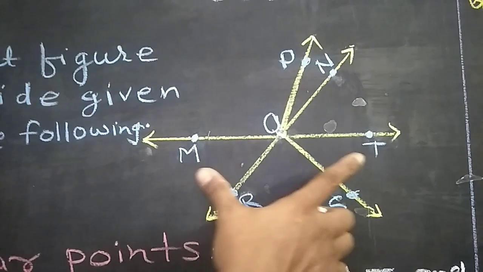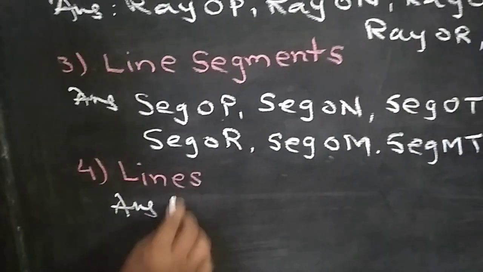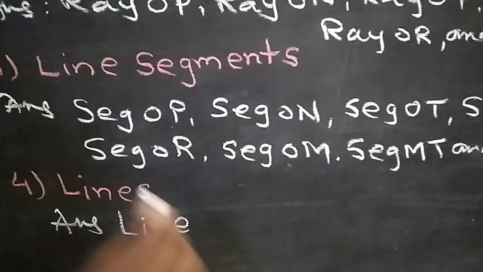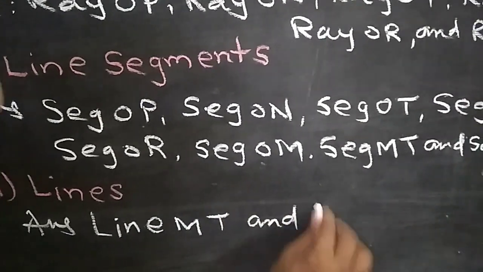So there are only two lines here. The first one is MT and the second one is RN. So you will write here the answer: line MT and line RN.